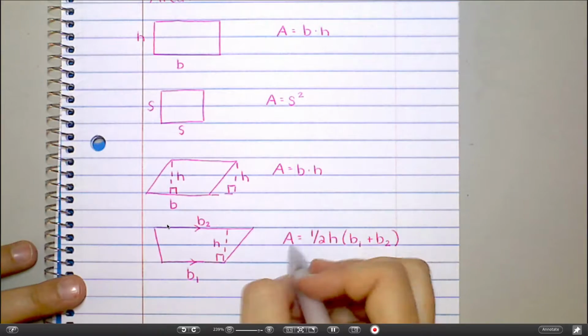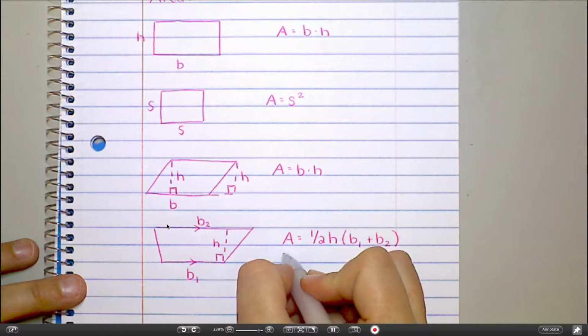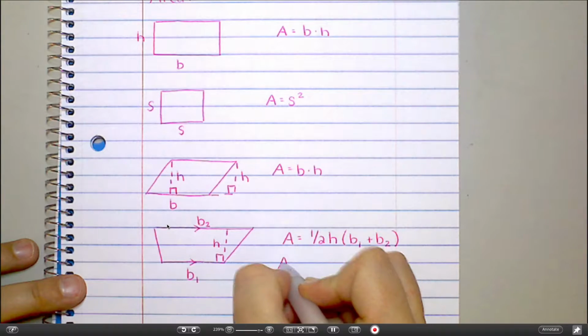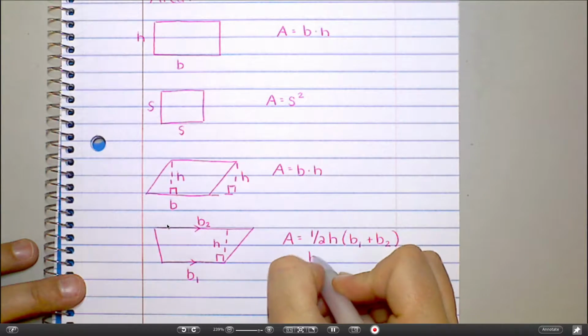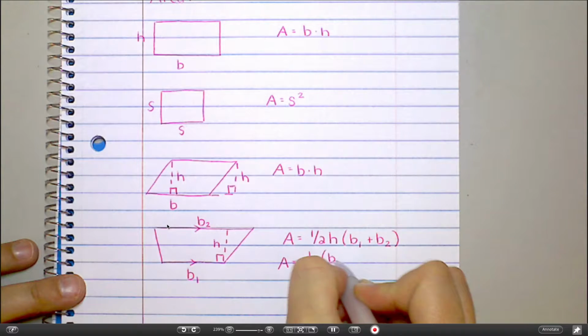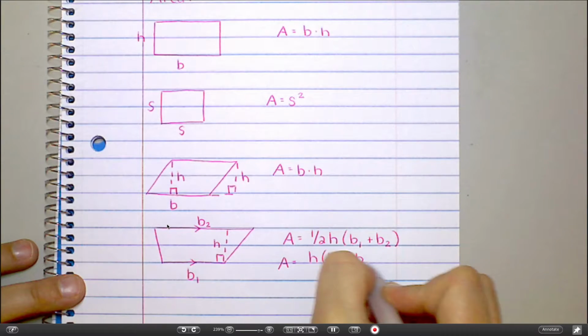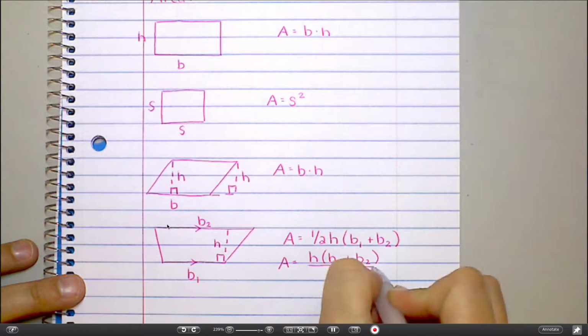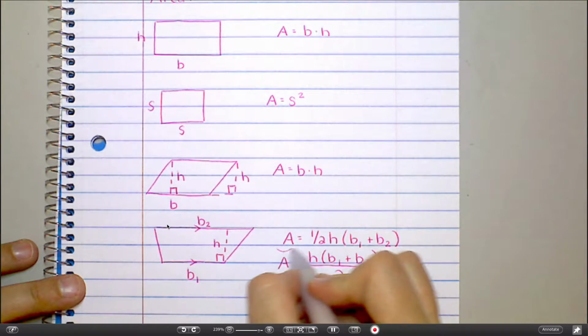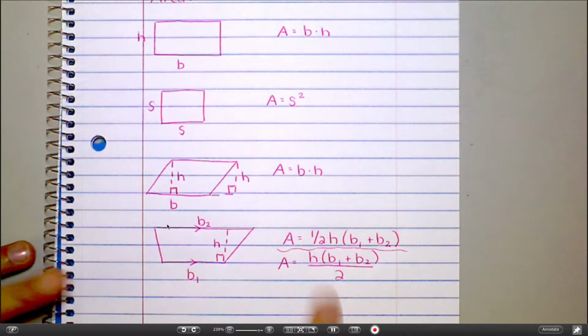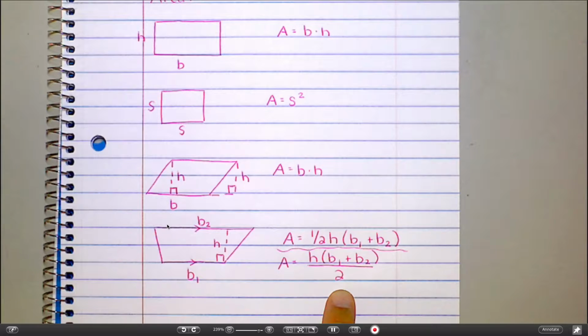You could also write that as height times base 1 plus base 2, and then that whole thing divided by 2. You could use either one of those formulas. This one just multiplies by 1/2. This one divides by 2 at the end. It's the same idea. So whichever one of those is less complicated for you to use for a trapezoid.